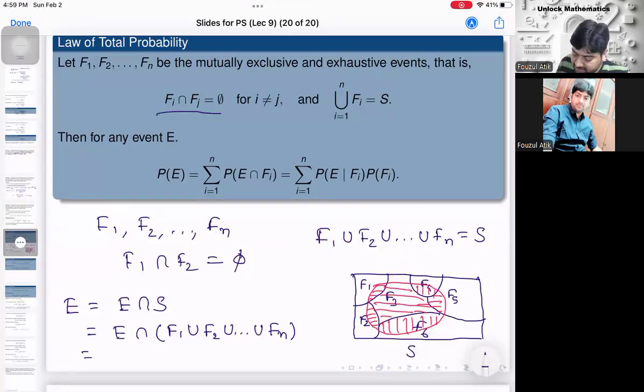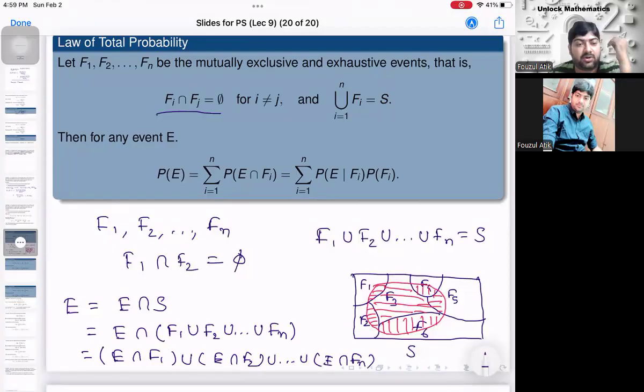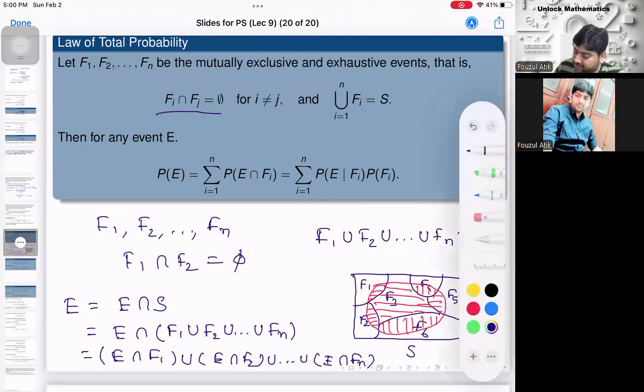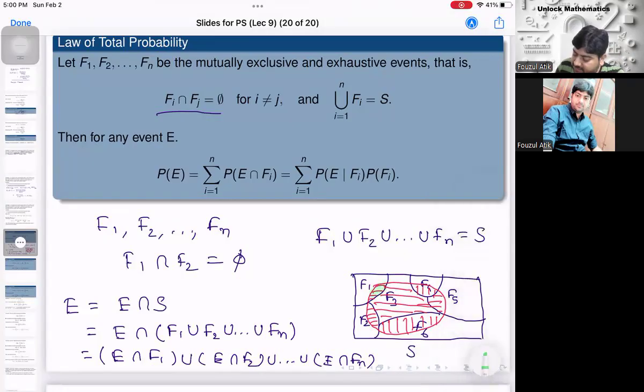And then I can easily write down E intersection F1, by the distributive law, union E intersection F2, union dot dot dot, up to union E intersection Fn. This is by the distributive law of sets. And we have also seen that E intersection F1 is this place, E intersection F2 is this place, E intersection F3 is this place.